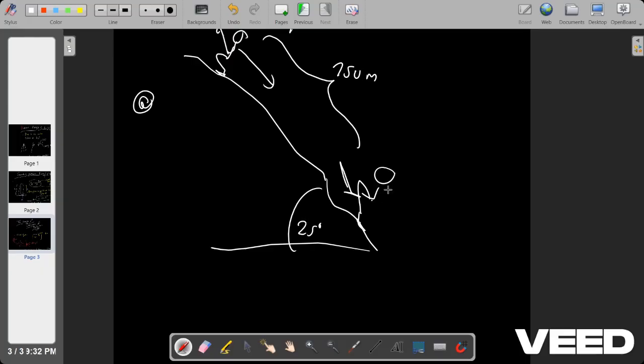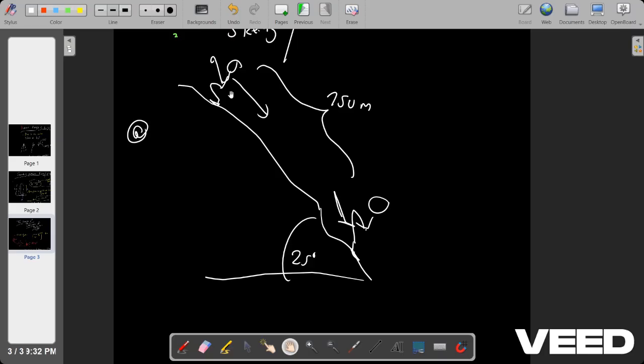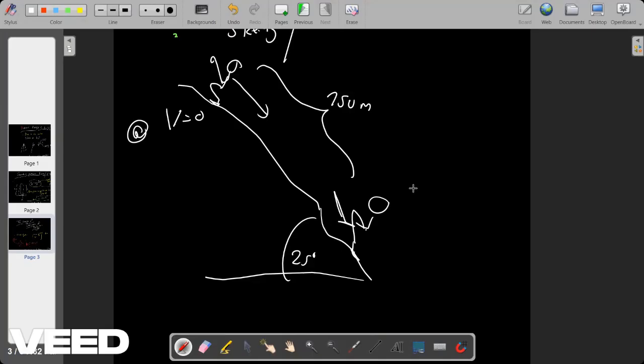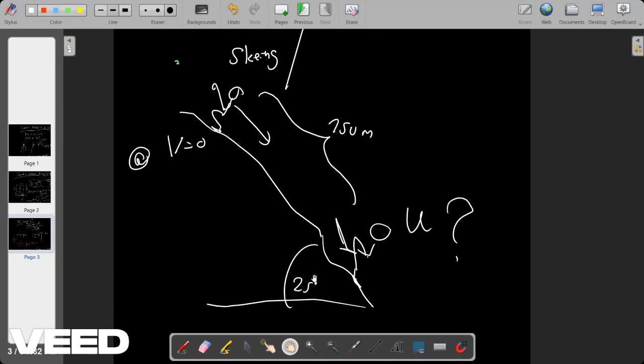Now I want you to find the velocity. So he's starting at zero velocity and downhill he has gained some velocity. So start off at velocity u equals 0, and I want you to find v. Plug in the appropriate formulas and find the velocity of this person downhill. Right? Fine.